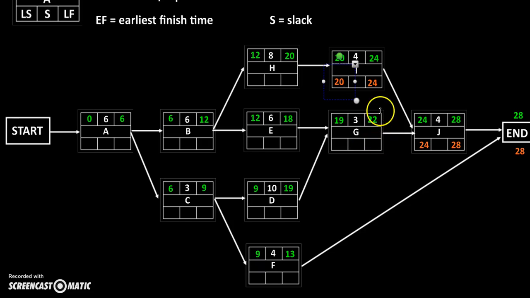Well, let's look at G. G has J as a subsequent event, but we're working in the other direction. The late start of J becomes the late finish of G, so 24. And G takes 3 days, so the latest start is 21 for G.